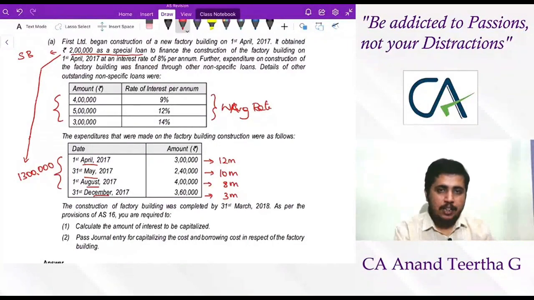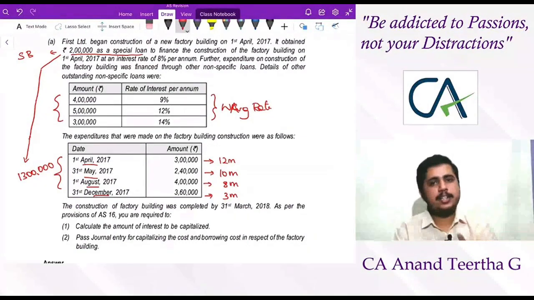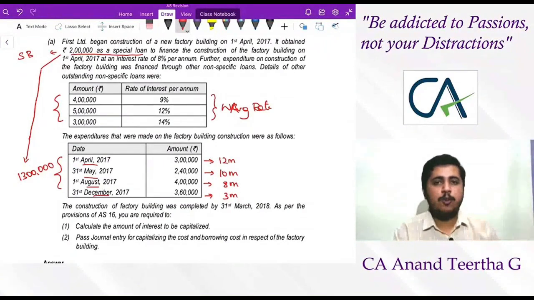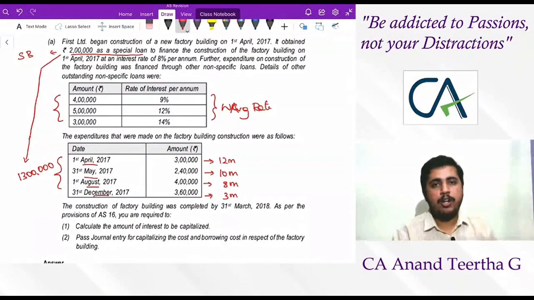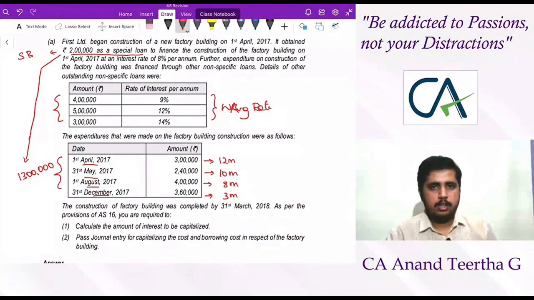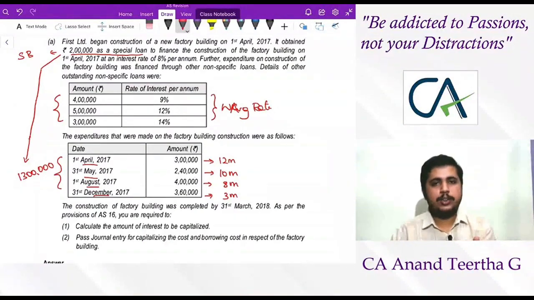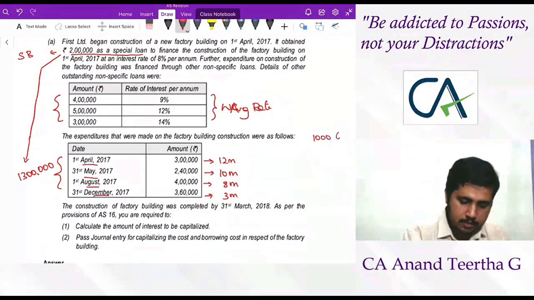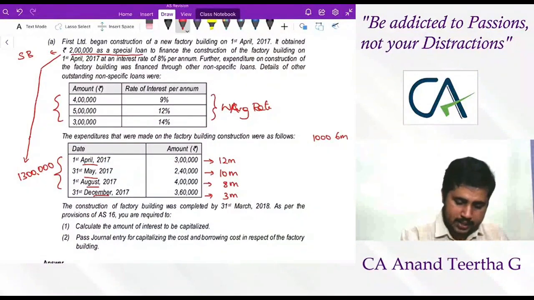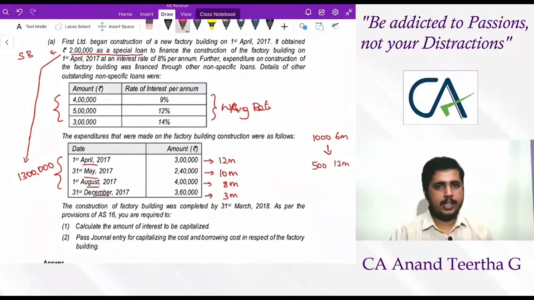So, to the extent of utilization of the loan, interest should be capitalized. Therefore, considering the month, we convert the loan amount into an equivalent entire-year amount. In a simple way, if 1000 rupees is collected in between the year, so 1000 rupees collected for 6 months, can't I say that this is similar to 500 rupees collected for the entire 12 months? Correct? So 1000 rupees collected for 6 months is the same as 500 collected for the entire 12 months.